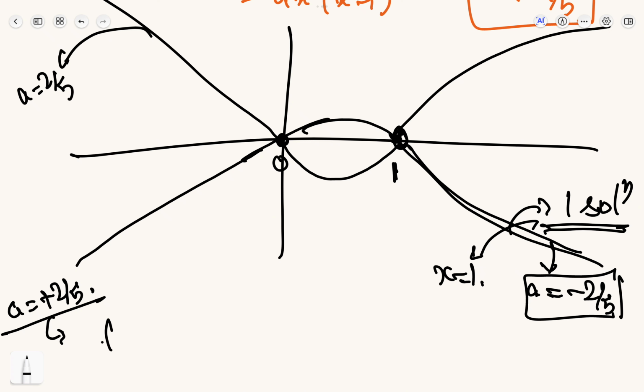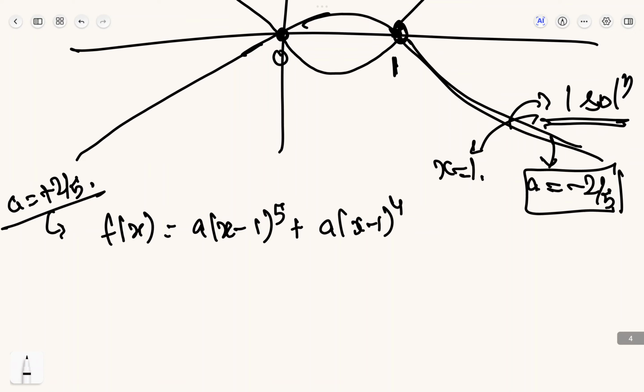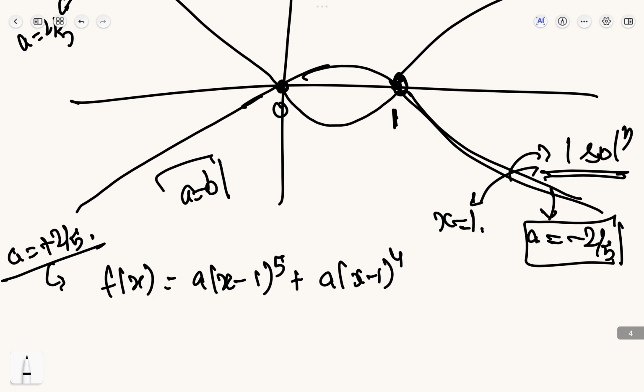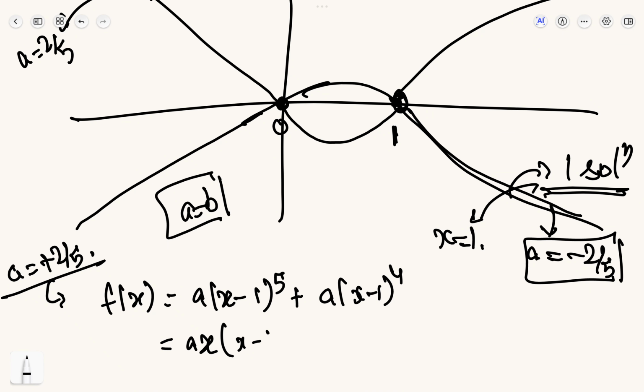f(x) is a times (x minus 1) to the power 5 plus a times (x minus 1) to the power 4. This is still the case where a is equal to b, right? A is equal to b. I wrote it, my bad. So this was my f(x), right?